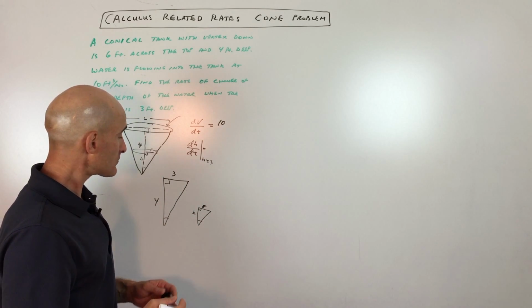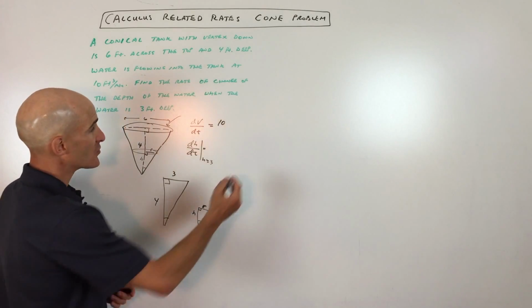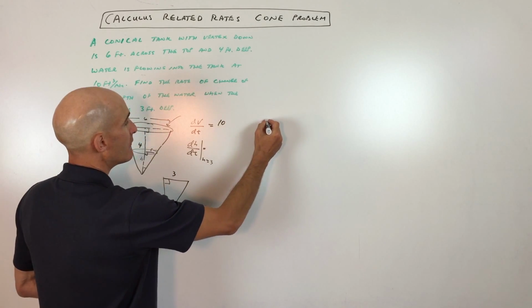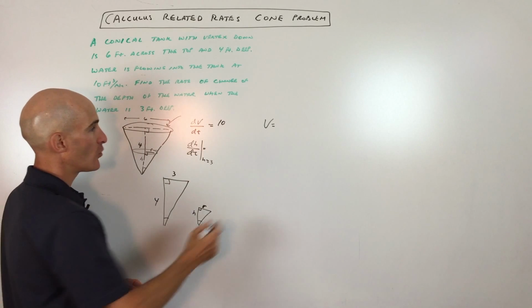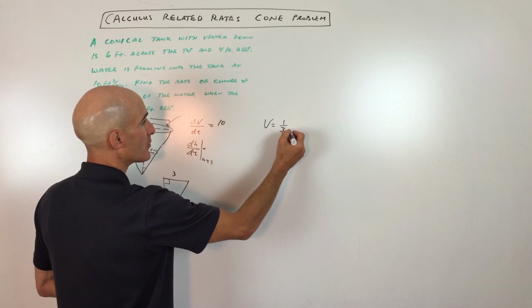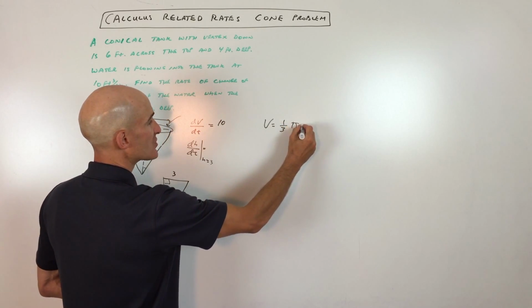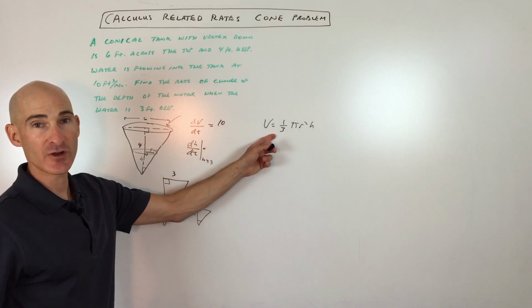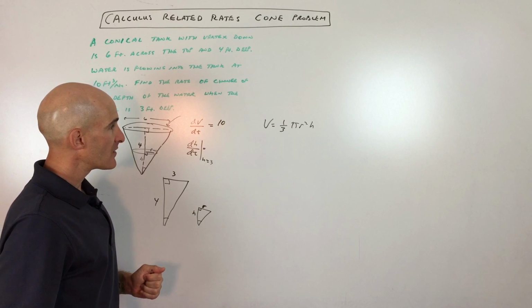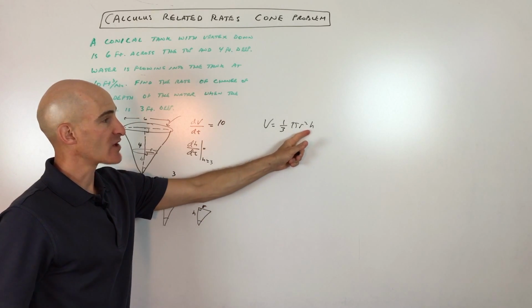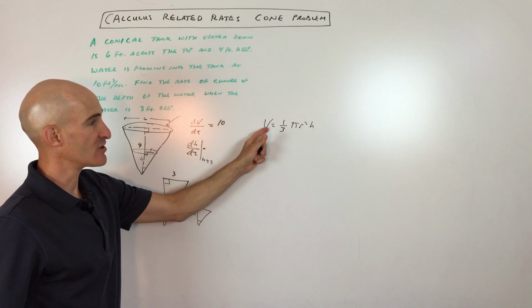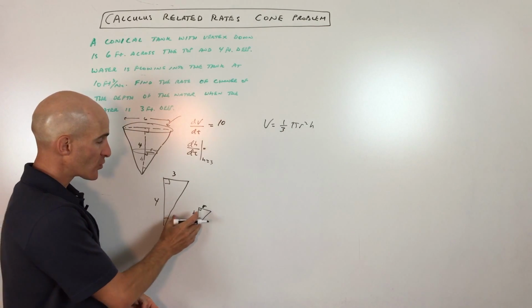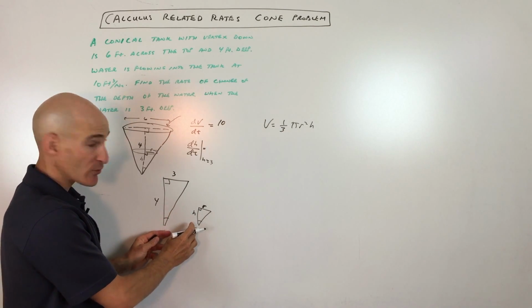Next we're going to write an equation. Our equation looks like this: volume equals 1/3 area of the base, which is a circle, pi r squared, times the height. That's the formula for the volume of a cone. Now, you can see that we have 2 variables, r and h, in addition to the volume. So let's write an equation that relates r and h using these 2 similar triangles.